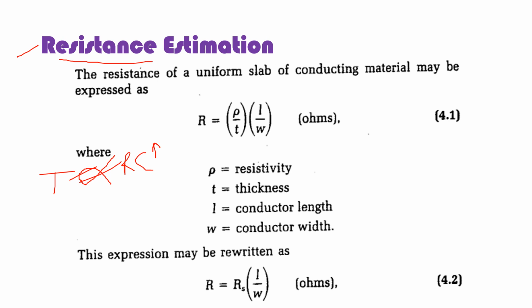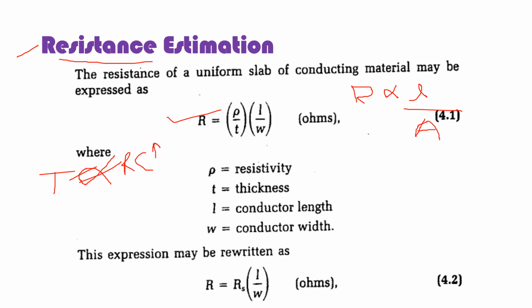So the resistance of a uniform slab of conducting material may be expressed as, this is the formula of resistance, where rho is the resistivity, T is the thickness, L is the length of the material, and W is the width of the material. So basically we know resistance is directly proportional to the length of the material, and inversely proportional to the area of the material.